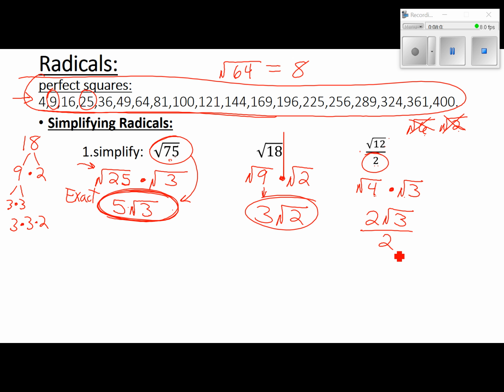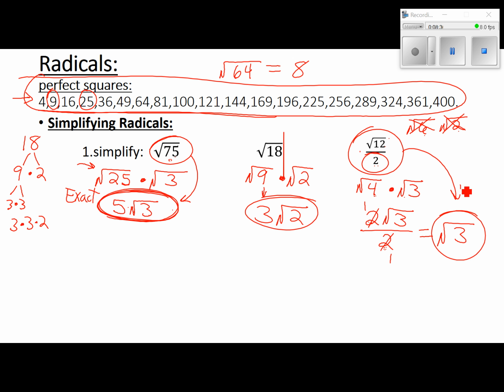Now, once I have this, now we can simplify with these, because these are both regular numbers. So I can say 2 will go into 2 once, 2 will go into 2 once. They sort of cancel each other out there, and you're left with just the square root of 3. That's your final answer. So all of this simplified down into just radical 3 or square root of 3.